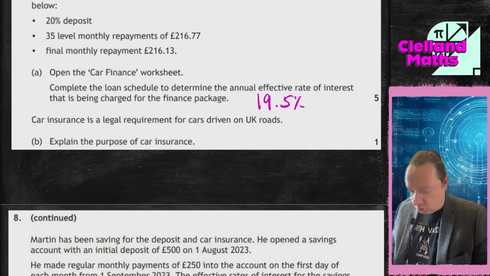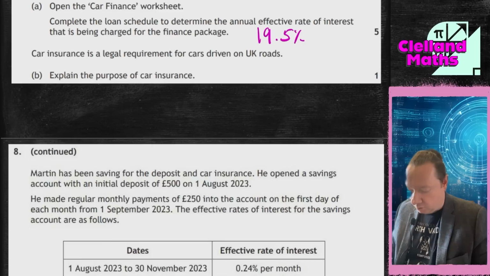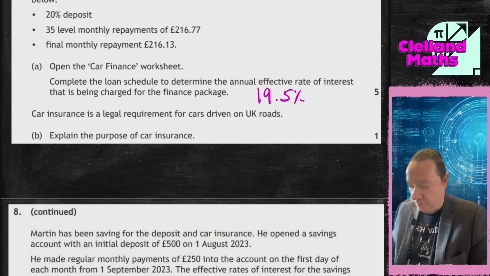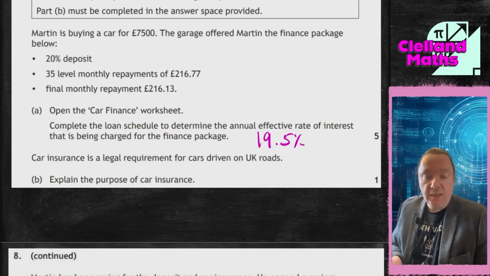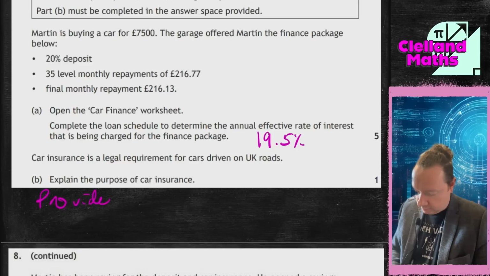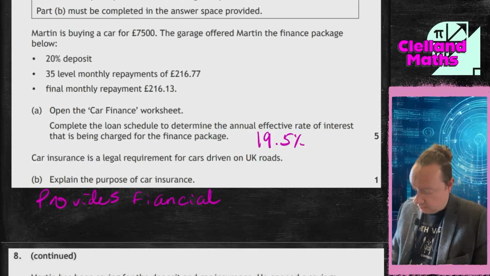Car insurance is a legal requirement for cars driven on UK roads. Explain the purpose of car insurance for 1 mark briefly. Essentially what car insurance does, it gives you protection financially to road users. Provides financial protection, I'll say, and you could be more or less.